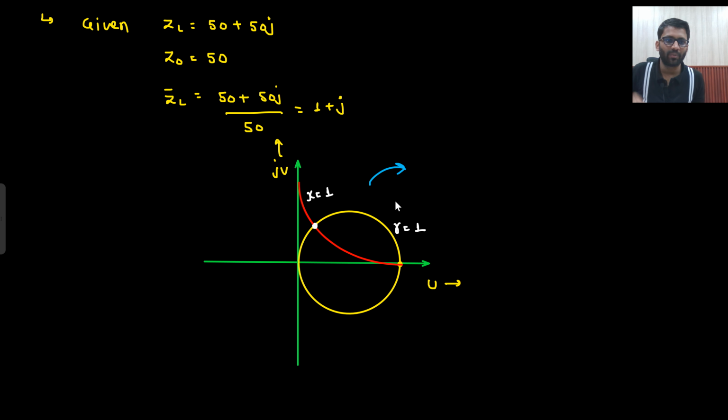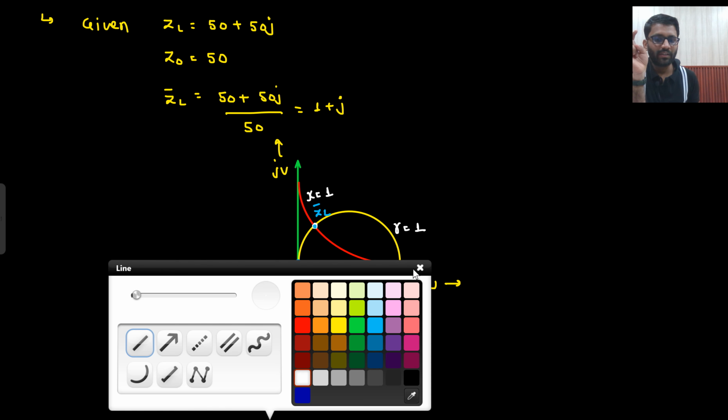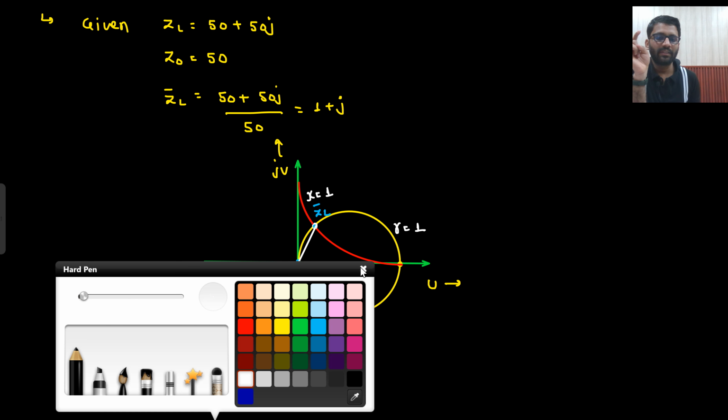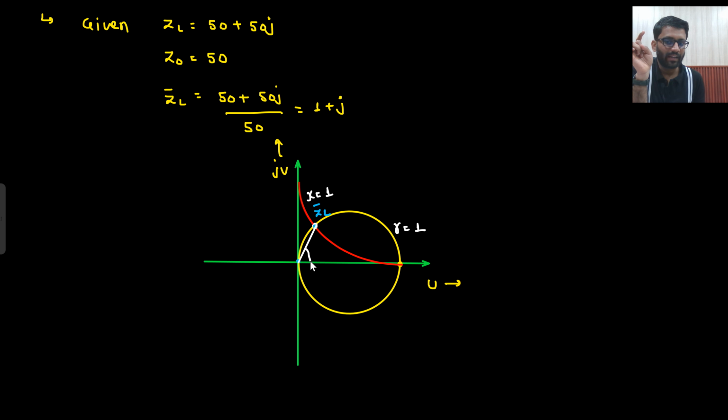This is not your constant VSWR circle. So this is my Smith chart. Where will be my ZL dash? This will be my ZL dash. Now if I know my ZL dash, what I used to do? I used to join this point to my origin. If I join this point to the origin, then what do I get? I get the value of gamma L. This is the magnitude of gamma L and this is the angle.